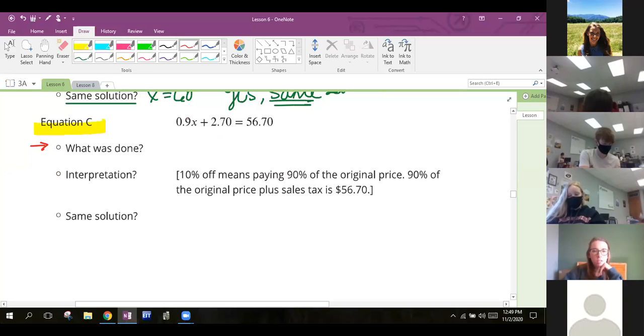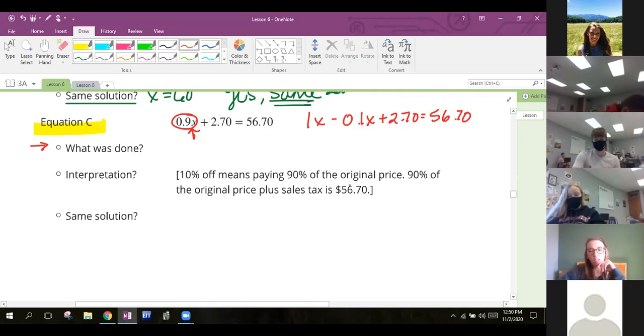Okay. So this time I noticed there's only one x in my equation. So what did they do with the other one? It's gone. They merged it. They didn't just get rid of it. What did they do? The original equation was 1x minus 0.1x plus 270 equals 56.70.